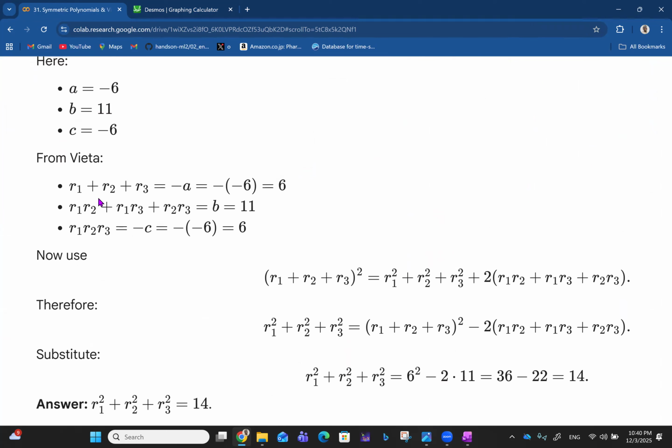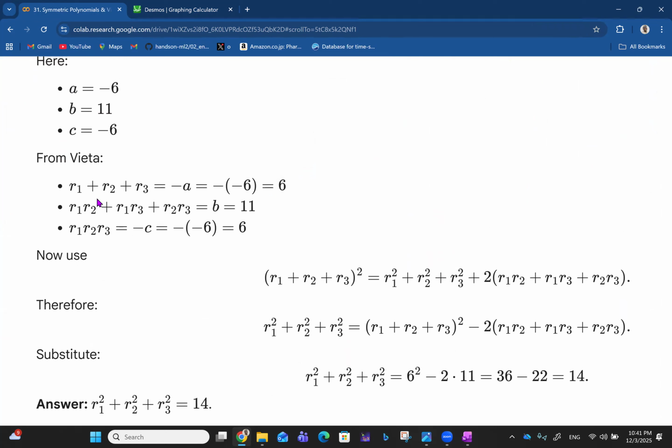Let's see. R1 plus R2 plus R3, that's 1 plus 2 plus 3, that's 6. Then R1 R2, that's 1 times 2, that's 2, plus R1 R3, that's 1 times 3, 3, plus R2 R3, that's 2 times 3, 6. That's 2 plus 3 plus 6, 11. Correct. Then R1 R2 R3, that's 1 times 2 times 3, which is also 6.